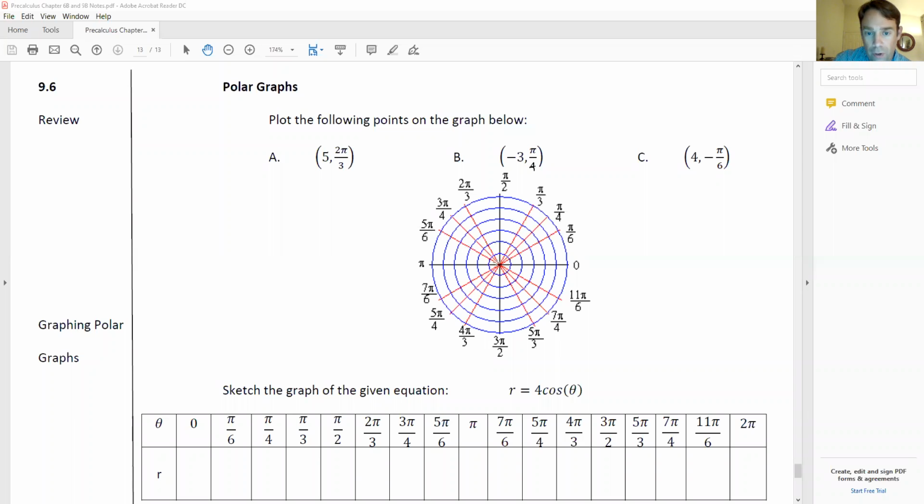5, 2 pi over 3. So here's 2 pi over 3. I'm going out 5. So 1, 2, 3, 4, 5. So here's that one. 5, 2 pi over 3. That's A.